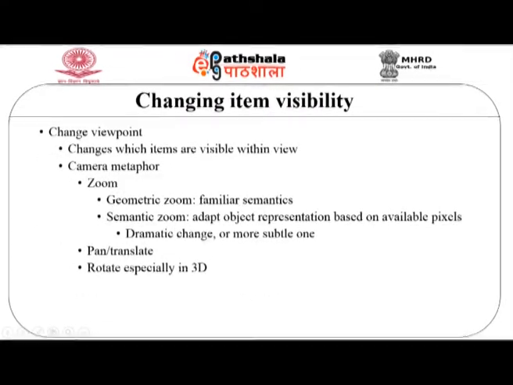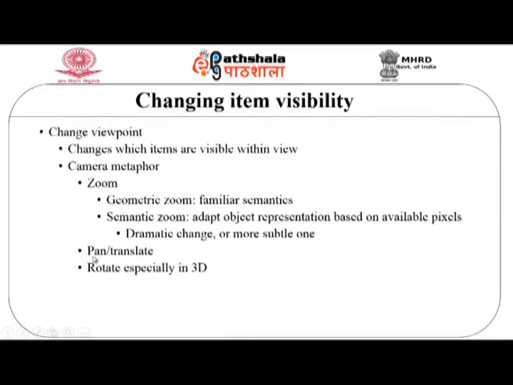Next, changing the item visibility. We try to change the viewpoint, which changes which items are visible within the view. So the camera metaphor itself changes. We try to zoom in, where there are different types of zooming like geometric zooming and semantic zooming. In the case of geometric zooming, it is familiar semantics. In the case of semantic zooming, we try to adapt object representation based on the available pixels. There is a dramatic change or more subtle ones.